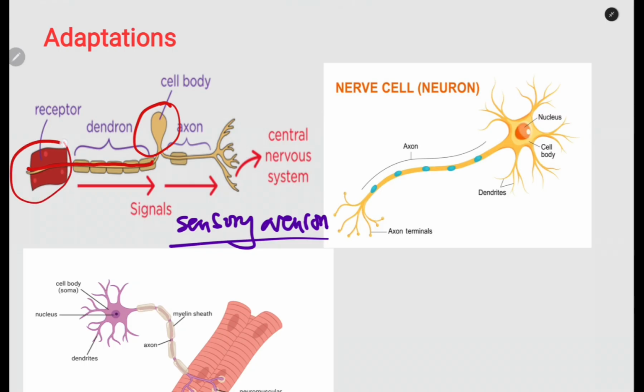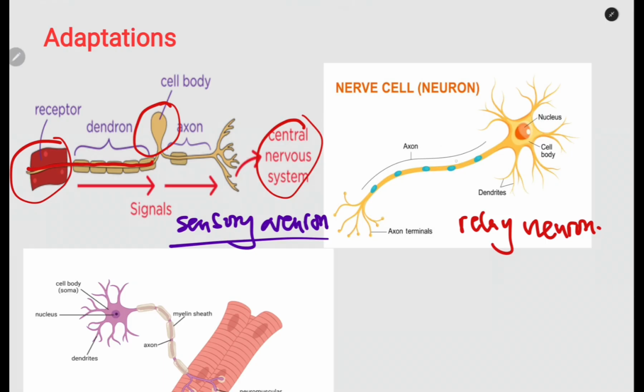Then also you have the receptor. The sensory neuron is the one that detects stimuli and transmits to the central nervous system, as you can see here. That is why I'm able to identify it as a sensory neuron. Then we have this one, which is the relay neuron or interneuron. This one is found in between the sensory and the motor neuron, as we are going to see as the impulse moves.